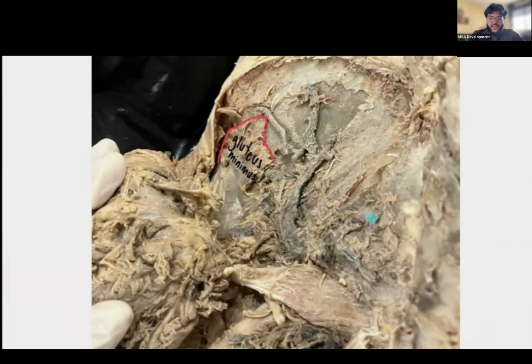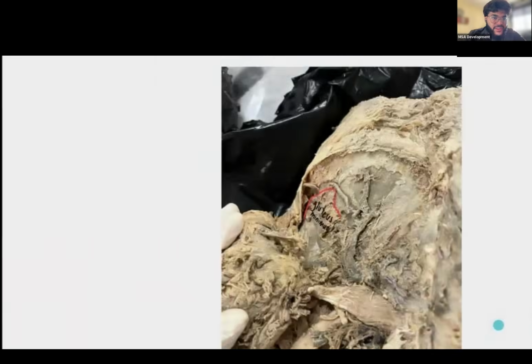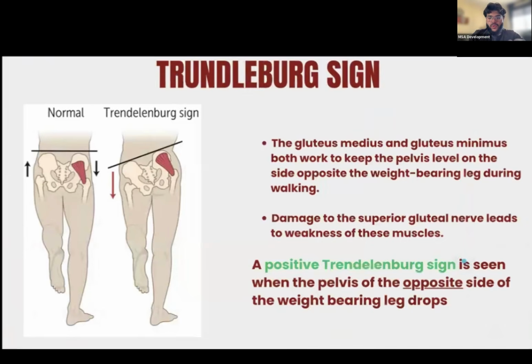Next up, let's talk about the Trendelenburg sign, which is basically a clinical test that you do to test for the function of the gluteal nerve damage. So, normally when you stand on one leg, the gluteus medius and minimus will contract and they cause the pelvis to become level.